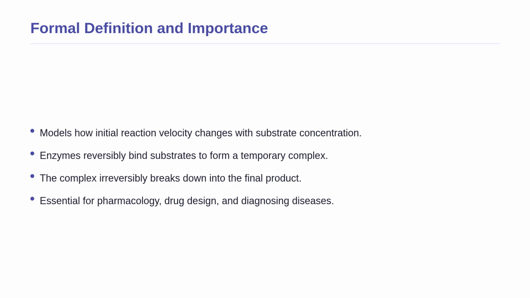Now that we understand the idea of saturation intuitively, let us look at the formal definition. The Michaelis-Menten model is a mathematical way to describe how the initial rate of a reaction changes depending on the amount of substrate present. It assumes an enzyme binds to a substrate to form a temporary complex, which then breaks down to release the product.